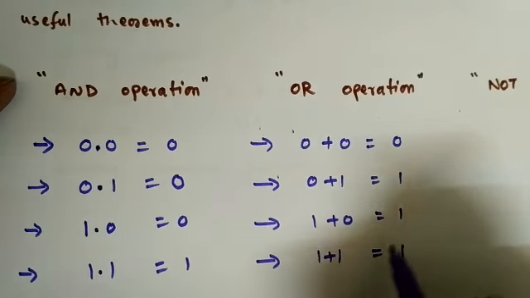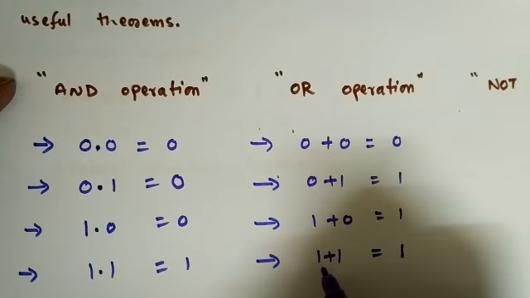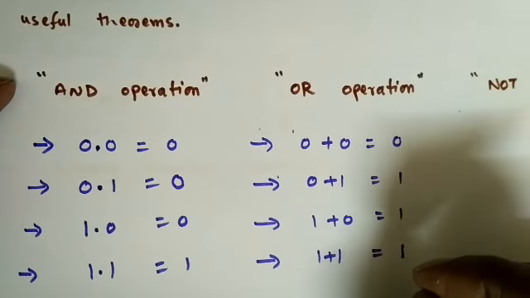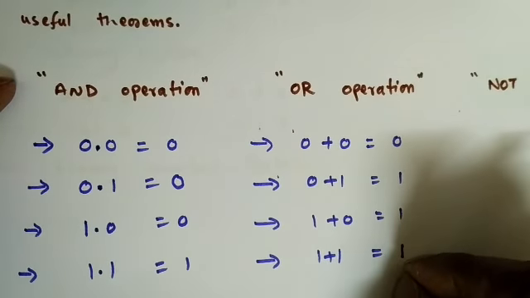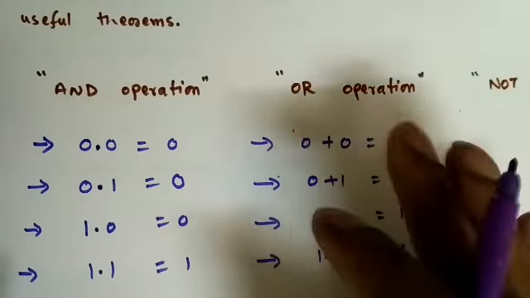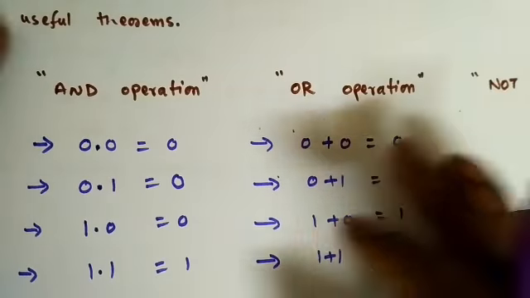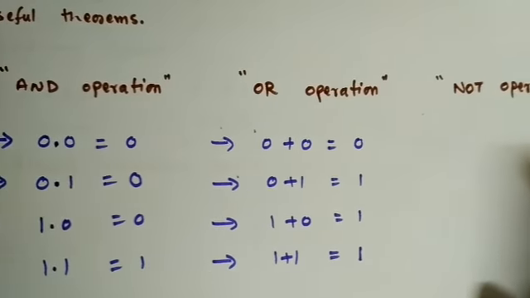1 plus 1 is equal to 1 only. It's like this: there are two conditions, both are true, so ultimately the overall condition also will be true, right? Anyway, we'll see later. These are what we need to remember. This is very simple, so you can remember it easily.